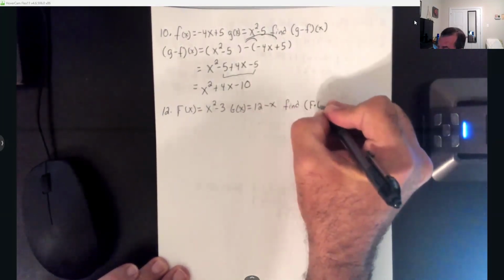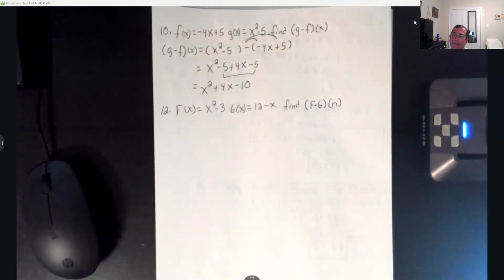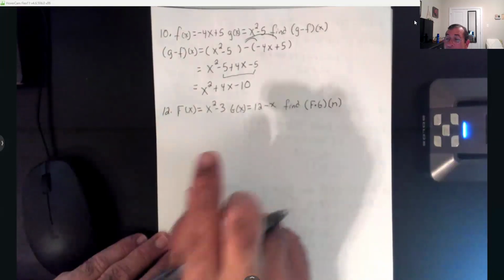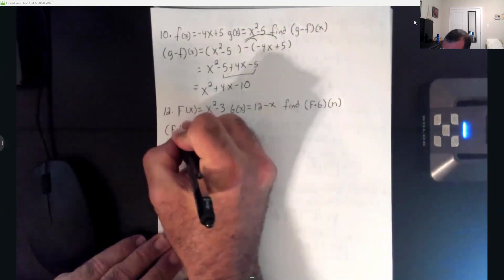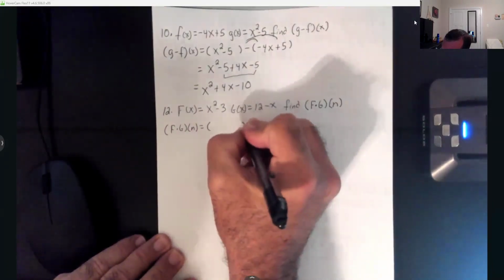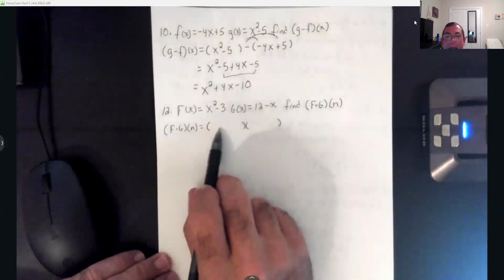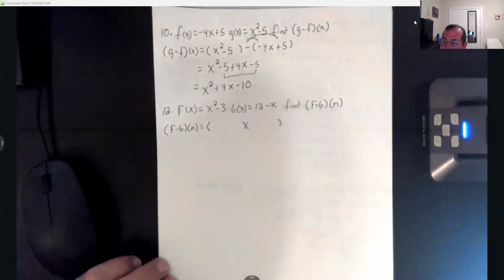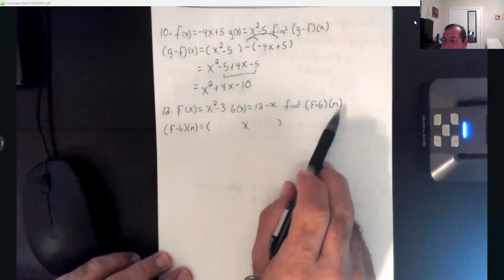f times g of a little n. So let me get us started and then we'll see what we're going to put in these parentheses, okay? So we have f times g of n will equal our f times our g. But y'all, let me tell you this. I'm not putting the x squared minus 3 in here. What are we putting in here? Because what do they want me to throw in for that?